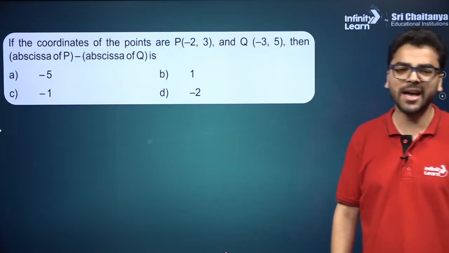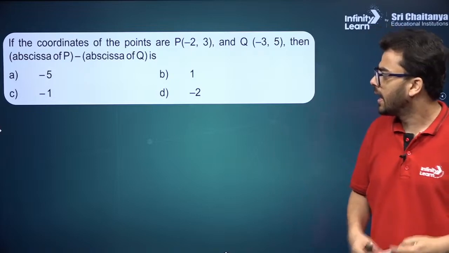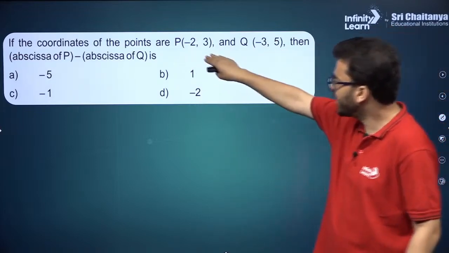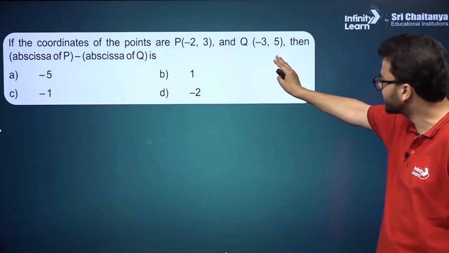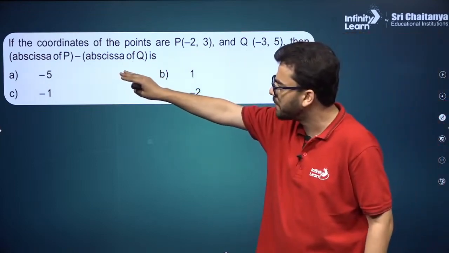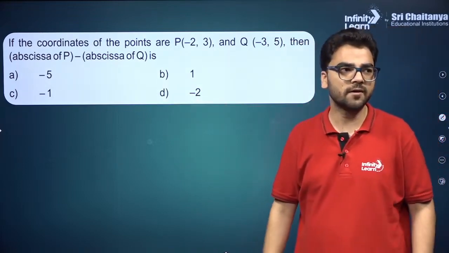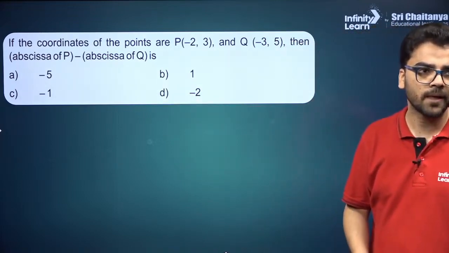Can you do this question, guys, and let me know the answer? If the coordinates of a point P and the coordinates of Q are given, can you find the value of abscissa of P minus abscissa of Q? Can you do this one? Abscissa of P minus abscissa of Q.